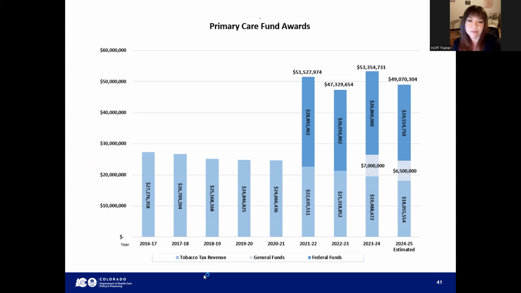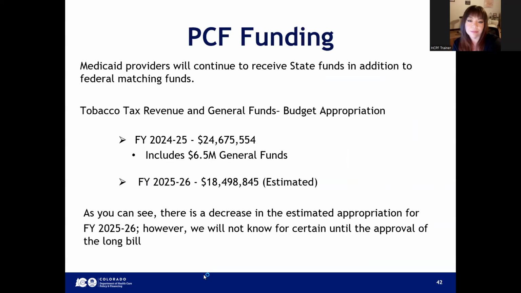We see a huge increase in fiscal year 21-22. That was due to the fact that we began drawing down the federal matching funds for Medicaid providers. So we did see our awards for fiscal year 21-22 increase to a little over 51.5 million. Medicaid providers will continue to receive state funds in addition to the federal matching funds for fiscal year 25-26.